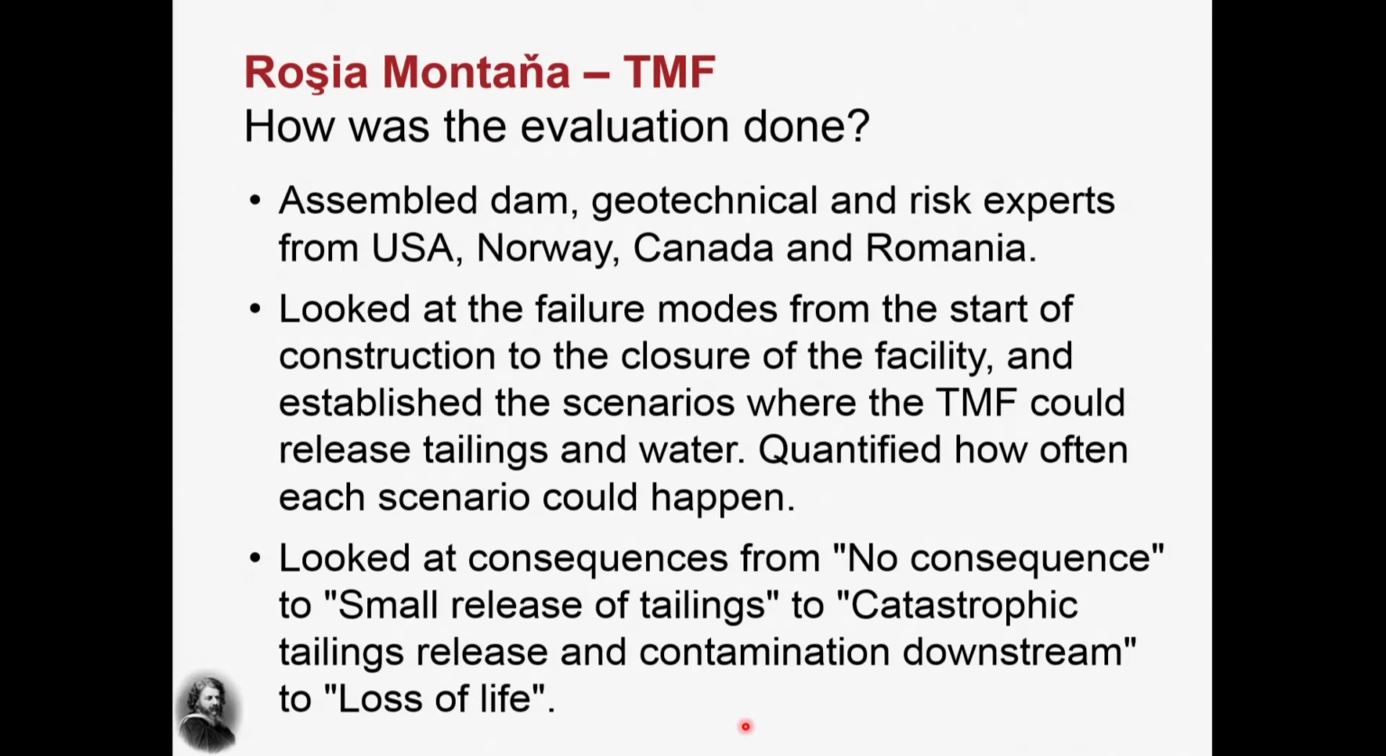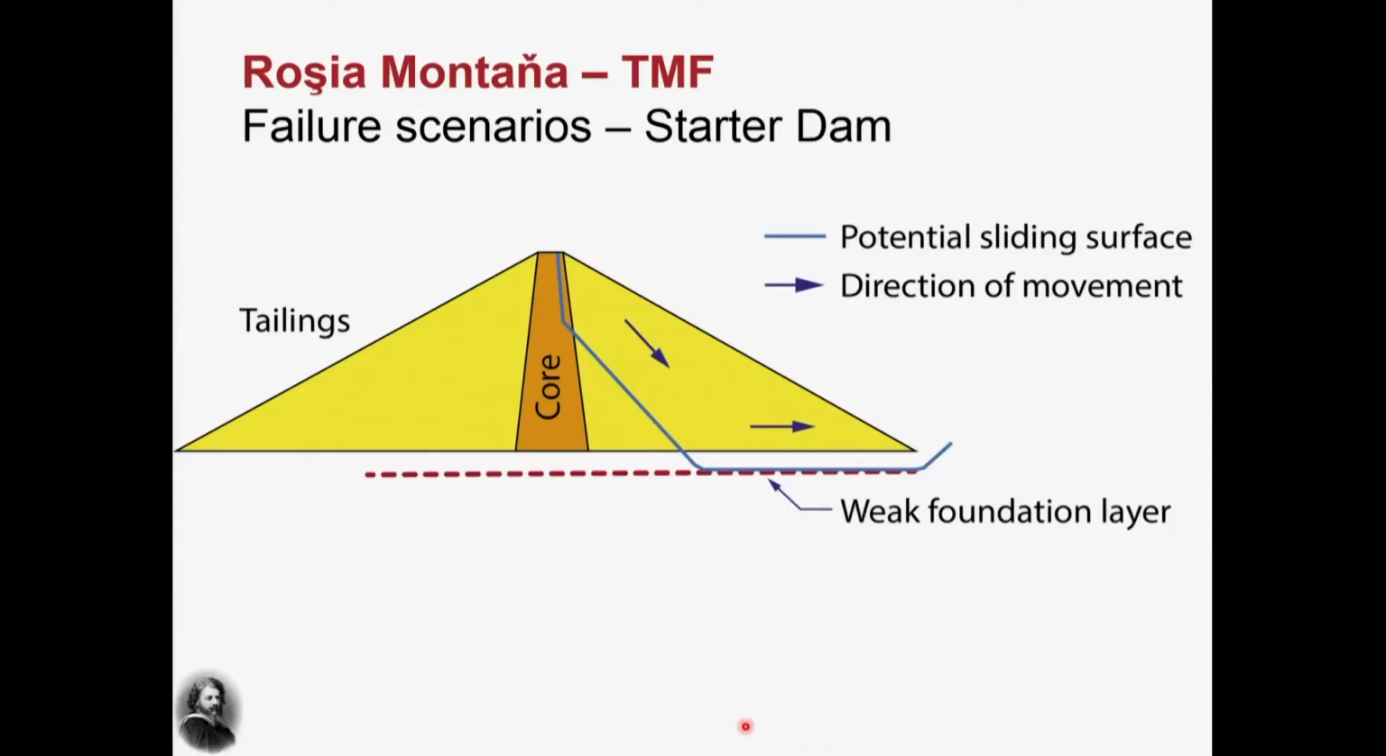We looked at the consequences from no consequences to small release of tailings to catastrophic release and contamination downstream, including loss of life. Quickly, different types of scenarios. I'm not showing all of them. All together, it's an enormous report, and there were 56 event trees, and each of these event trees is 3 meters long on paper. And this is done by a computer, but still, you have to put numbers on these. So this is a starter dam.